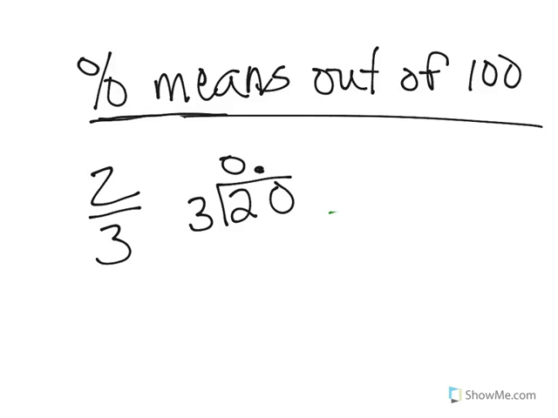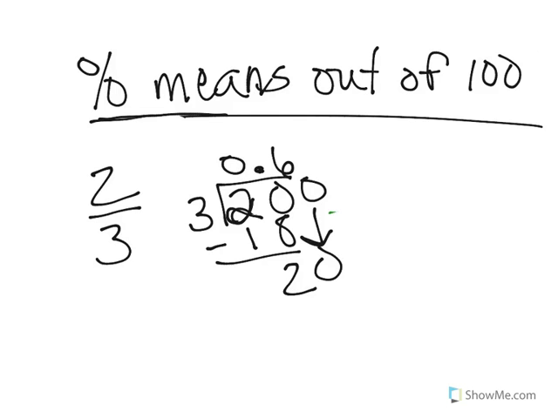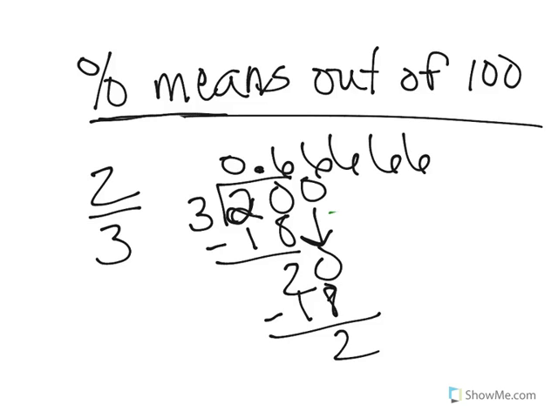We'll go in. So 1, whatever I just wrote. As you guys can see, we have a pattern here. The 6 is going to go on forever. So what would this be as a percent?